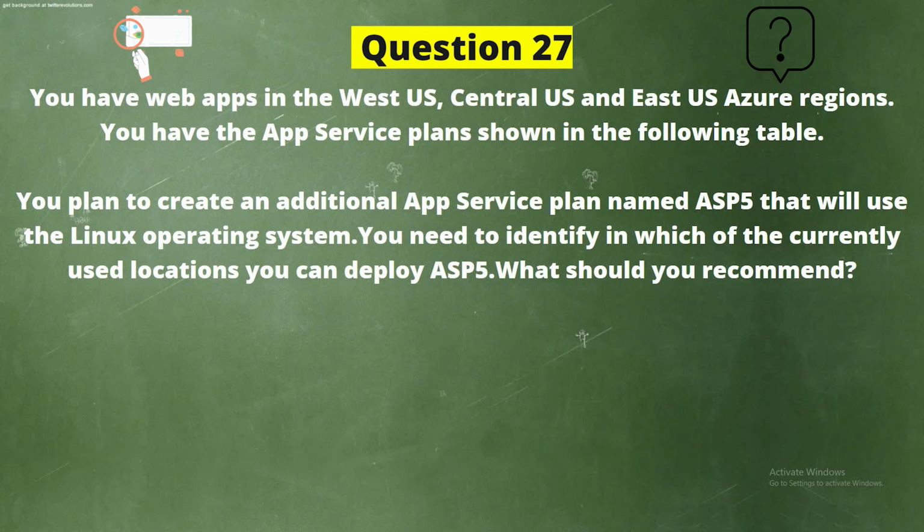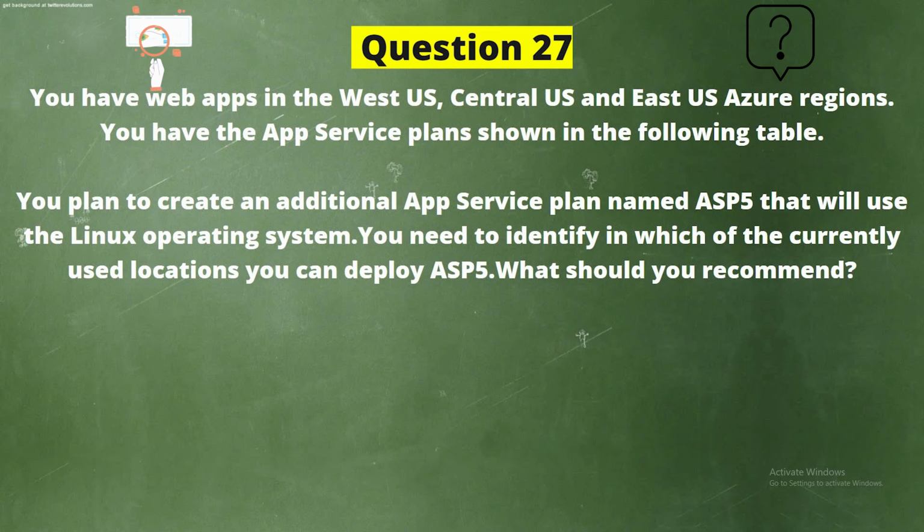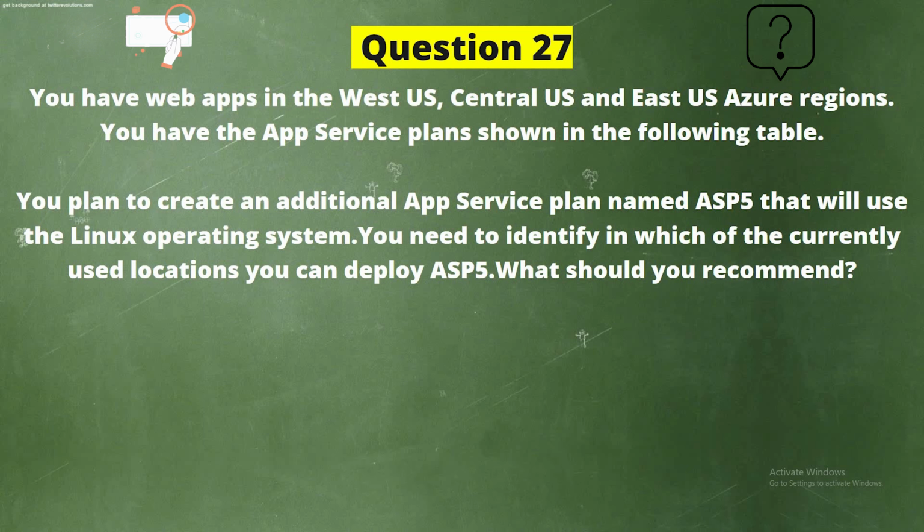Next question. You have web apps in the West US, Central US and East US Azure regions. You have the app service plans shown in the following table. You plan to create an additional app service plan named ASP5 that will use the Linux operating system. You need to identify in which of the currently used locations you can deploy ASP5.